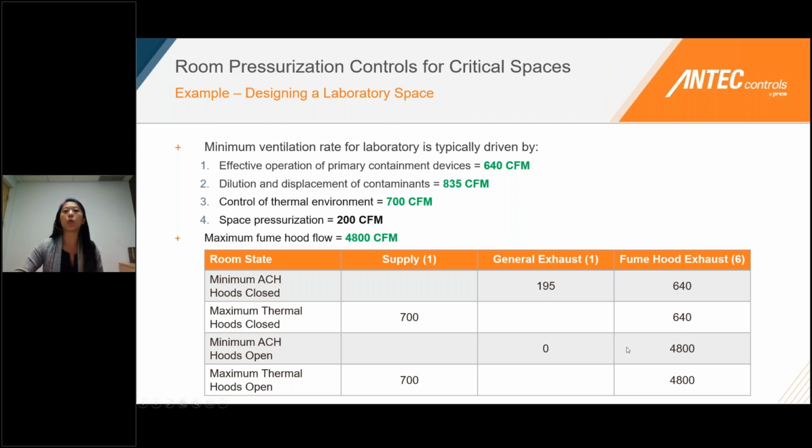So in this case, we can just leave our general exhaust as 0. We don't need any additional exhaust leaving that space to maintain that 8 air changes per hour. The last thing we're going to take a look at is the space pressurization.